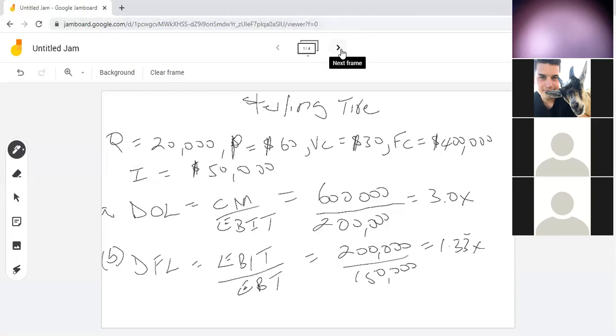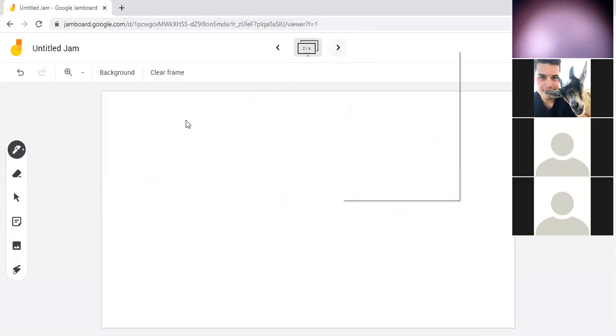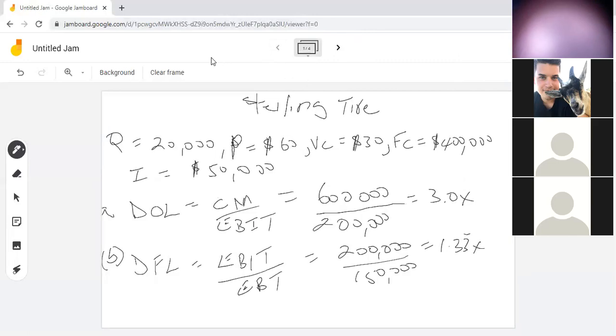Okay, is that clear so far? Yep. All right, so let's move on to the degree of combined leverage. It's not working there, so I'm going to clear this. Does anyone need to write something? All right, so I clear.